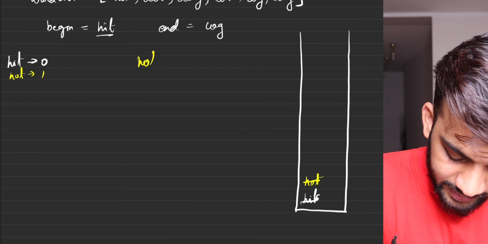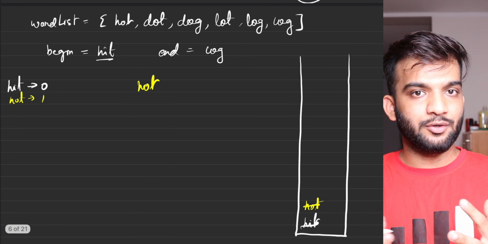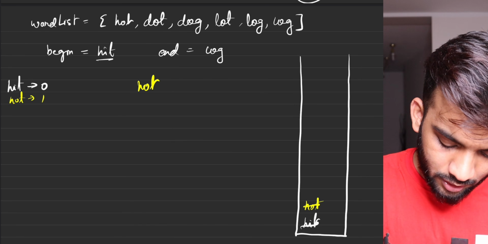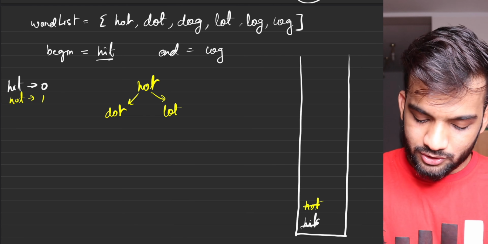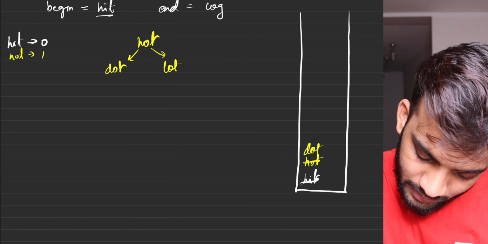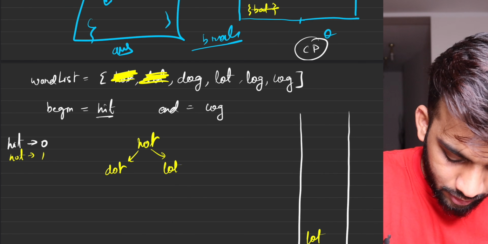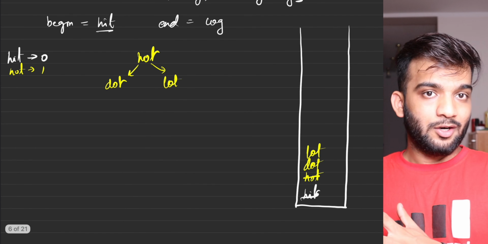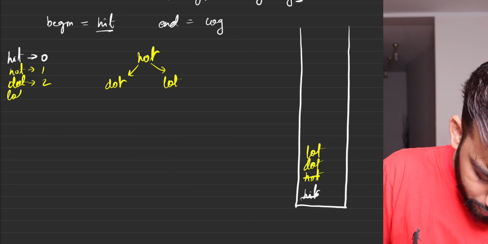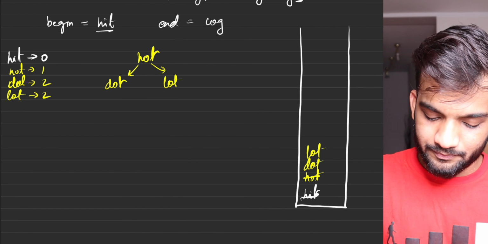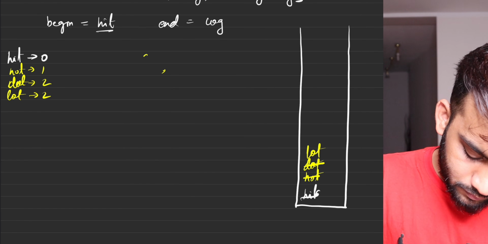You'll take hot and try to convert hot into something. When you do, you'll get dot and you'll get lot. By the way, make sure you remove hot, dot and lot. So dot you got at the 2nd level and lot you got at the 2nd level. Perfect. Done. Next, please take the next one out, dot.